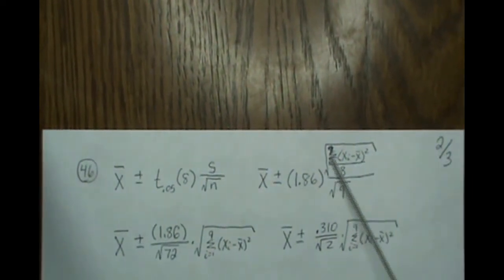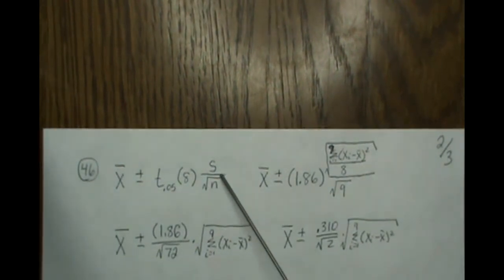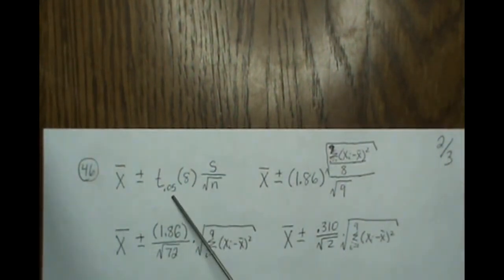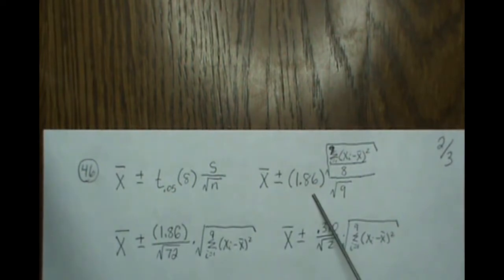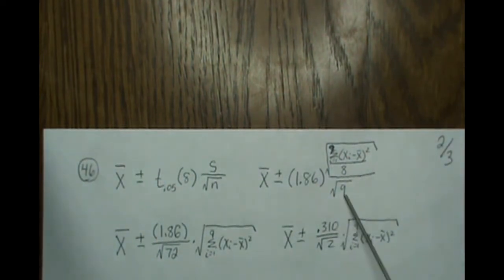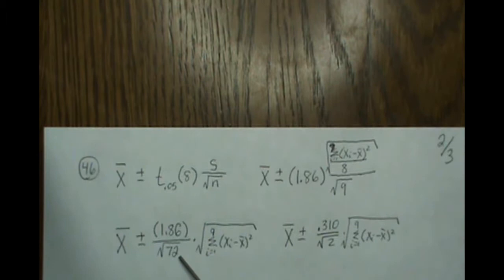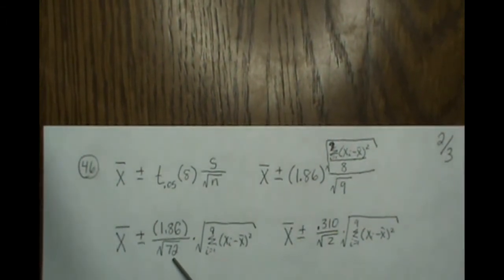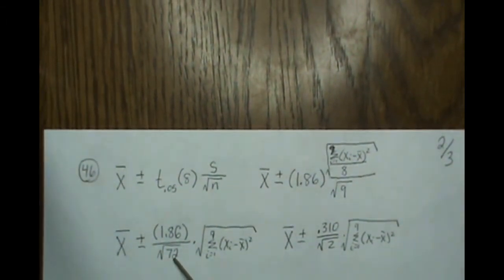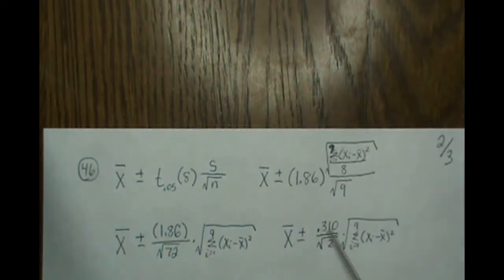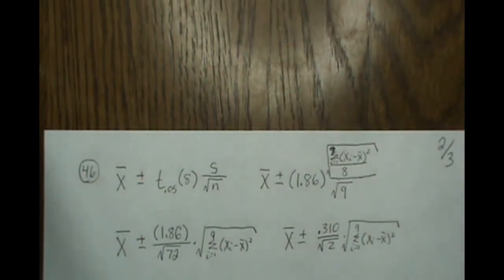n minus 1, square root. So that's S. And then this, with 8 degrees of freedom, is 1.86. Well, the 9 and the 8 can come out, and that's 72, and that's whatever it is. And then 2 times 36, so a 6 can come out, and then 1.86 divided by that, you get this, and so that's the answer.